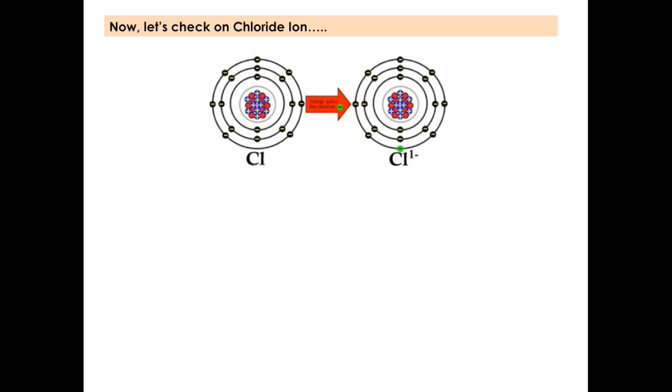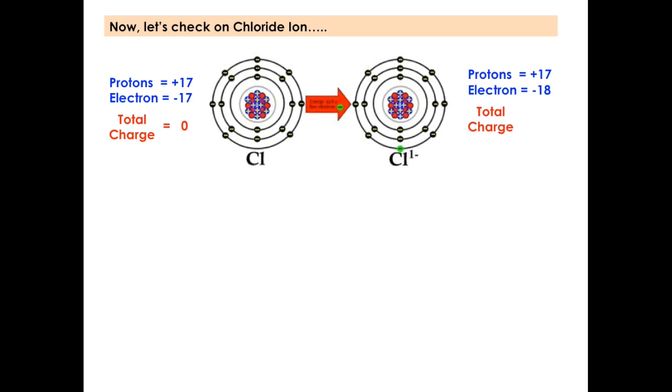Now let's check the chloride ion. On the left-hand side we have the chlorine atom. The chlorine atom has 17 protons positive and 17 electrons negative, giving us a total charge of 0. Now on the right-hand side, as we can see, it has received 1 electron. Now it has the same number of protons, 17 positive, but it now has 18 electrons negative, giving an overall charge of negative 1, becoming an ion.